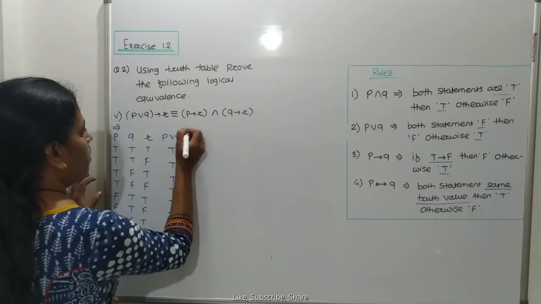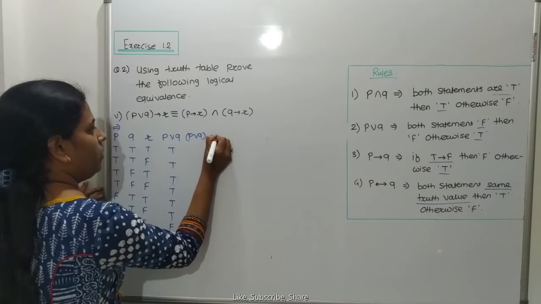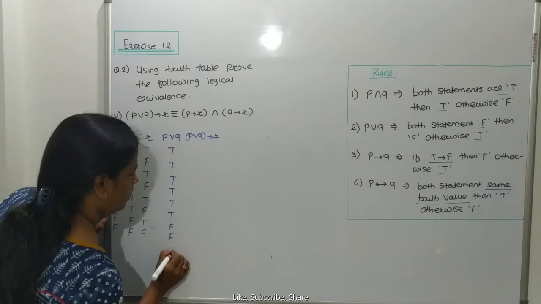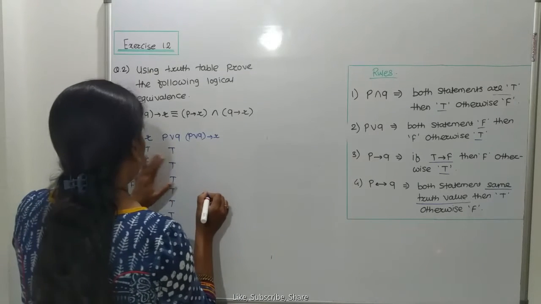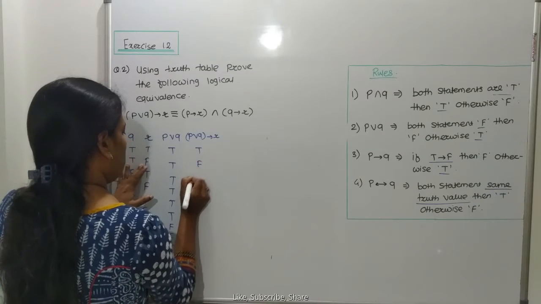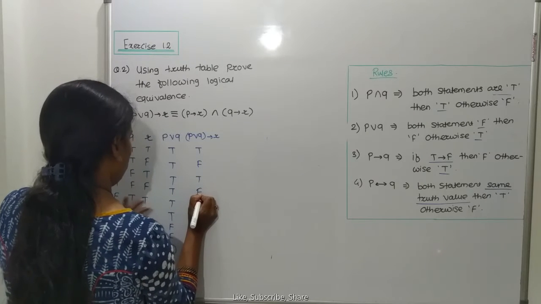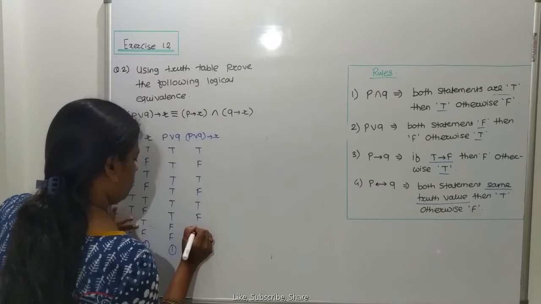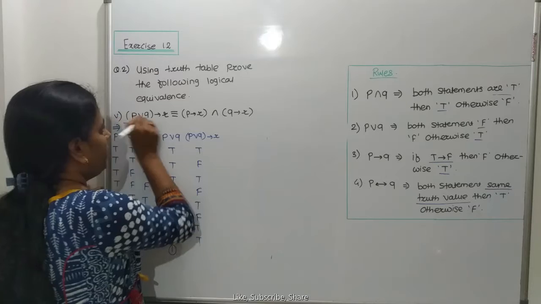Now P or Q, single implication R. That means we have to perform single implication of these two, where this one is the first statement. So true, true, true, true, false, false. True, true, true, true, false, false. True, true, true. True, false, false, false, true, true, false, false, true. Now we have to complete the other part.